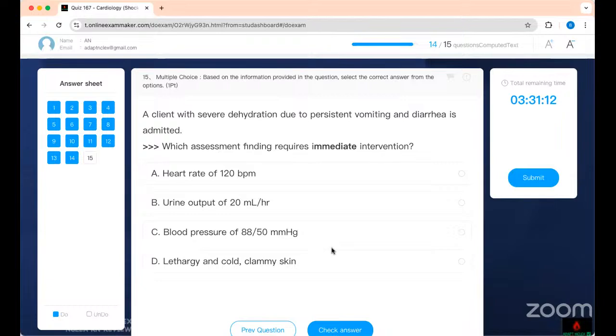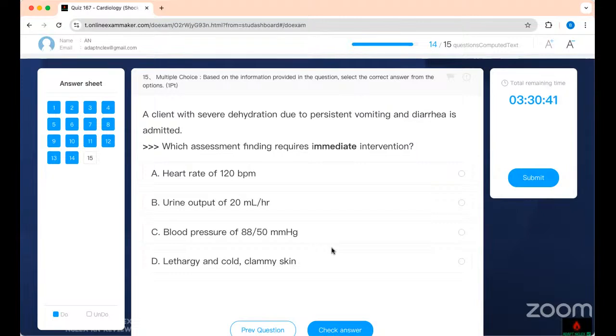Which assessment finding indicates the need for immediate intervention? A client with severe dehydration, that is hypovolemic shock, due to persistent vomiting and diarrhea. Hypovolemic shock means they need fluid. Give them fluid. Which finding indicates immediate intervention? His heart rate is up. It means it's bad. This is a classic prioritization moment. If you need help, check the Adaptive class about prioritization.